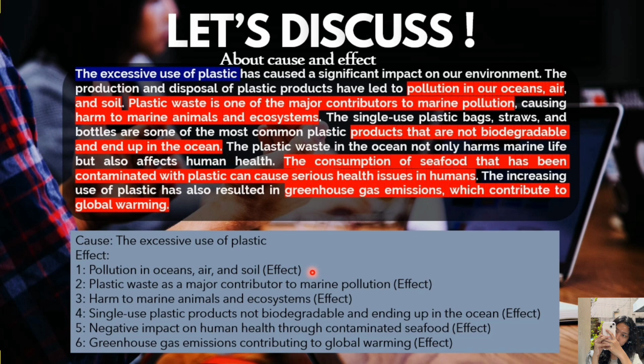The first, pollution in ocean, air, and soil: effect. The second, plastic waste as a major contributor to marine pollution: effect. The third, harm to marine animals and ecosystems: effect. The fourth, single-use plastic products not biodegradable and ending up in the oceans: effect. The fifth, negative impact on human health through contaminated seafood: effect. And the last, greenhouse gas emissions contributing to global warming.